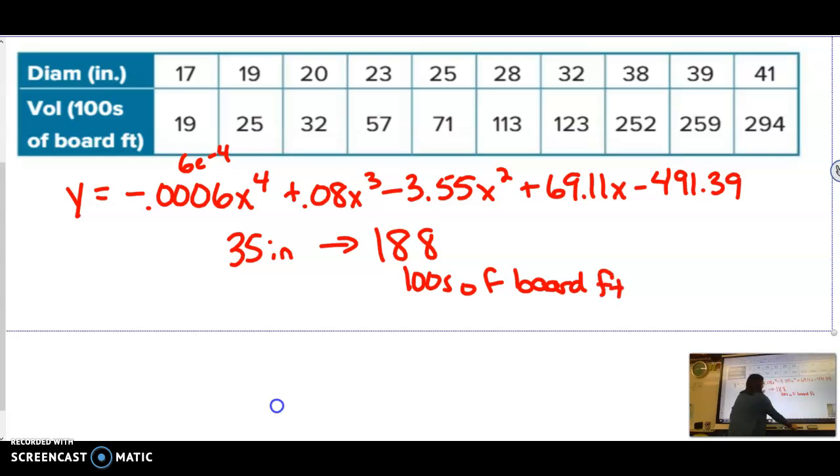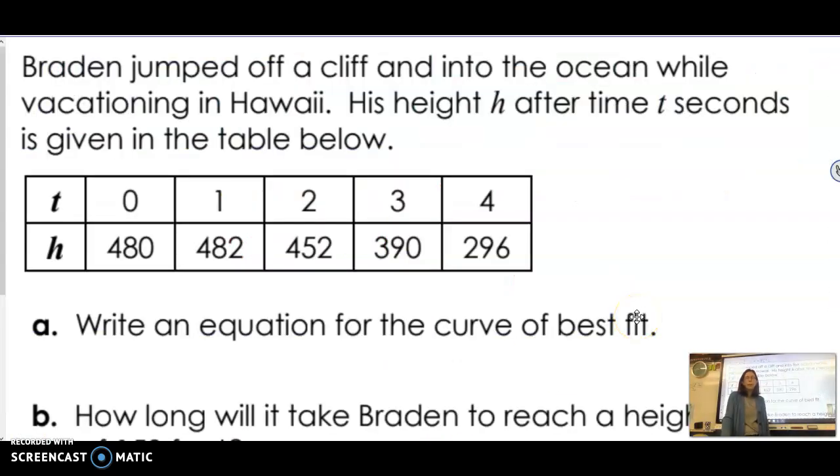So 180 hundreds, so 188,000 board feet is the answer. Here, our last example, we have Braden jumping off a cliff into the ocean while vacationing in Hawaii, so doing some cliff diving. This is the height after t seconds, so this means this is the starting height. So at 0, he was 480 feet off the ground.